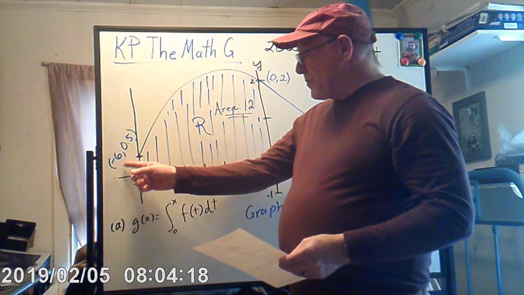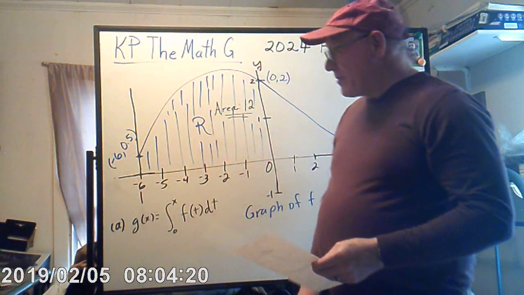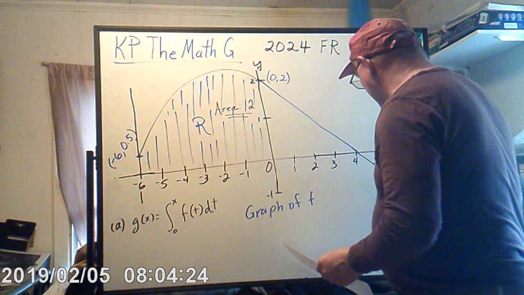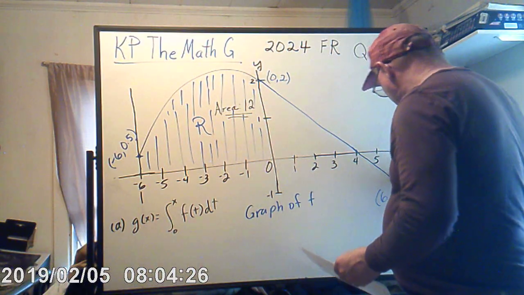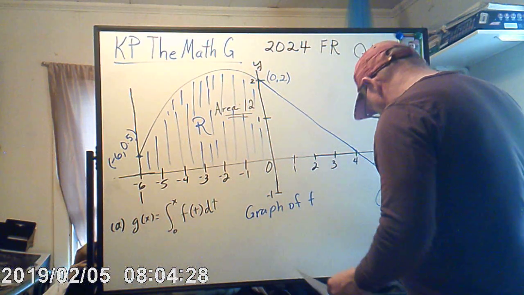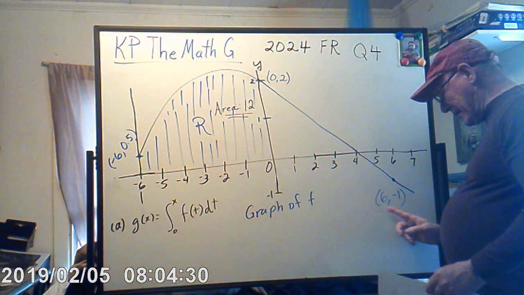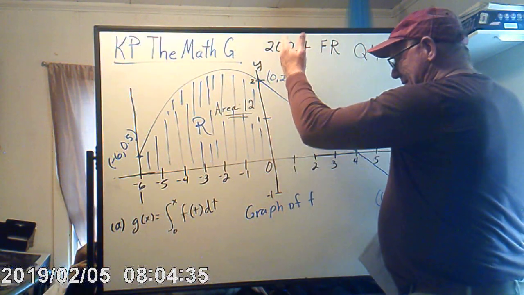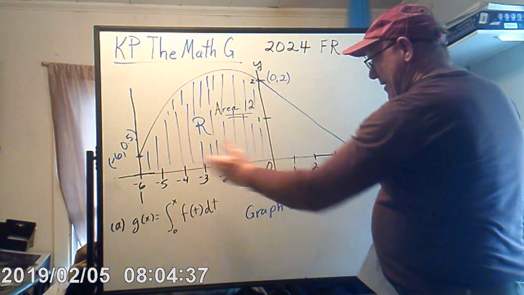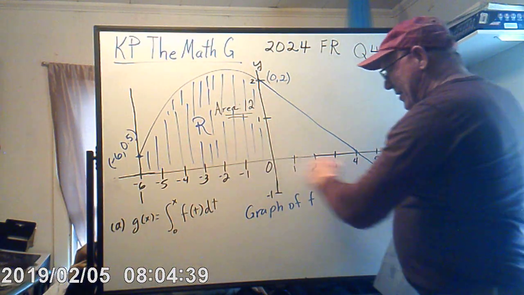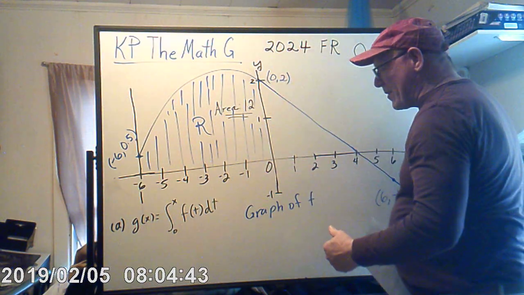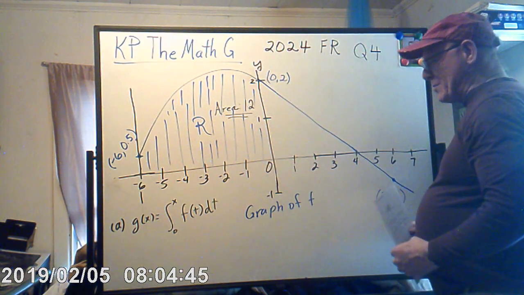This point is important: (-6, 0.5). And of course, this point right here is (6, -1), and it is certainly not drawn to scale. As you can see, the x-axis has all the numbers real close together, and the y-axis has them a little bit further apart, and even then they're not spaced evenly.